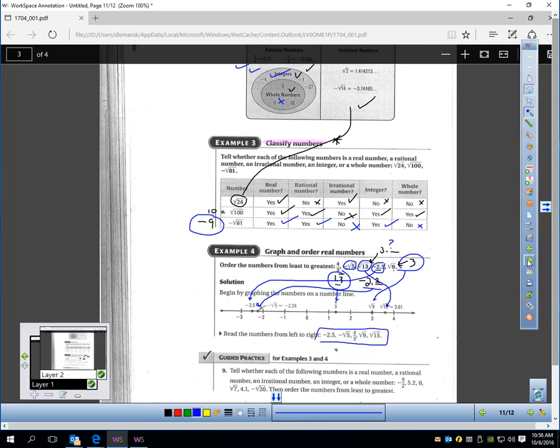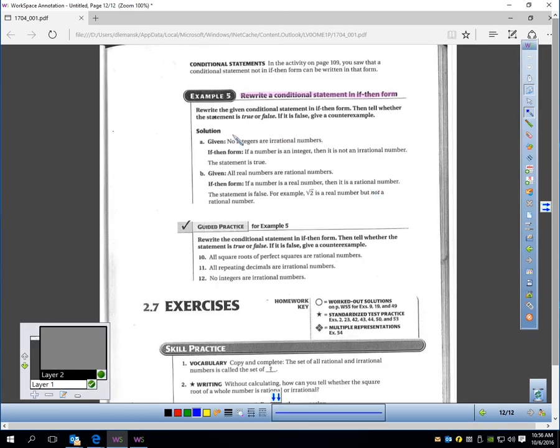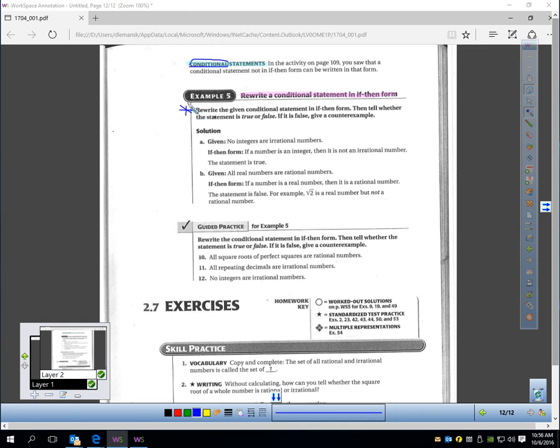One last thing. We had conditional statements early in the chapter. Remember, conditional statements were the if-then statements. I used the example, if you're a freshman at Frankenmuth High School, then you have first lunch. Okay? They're going to ask you to write conditional statements today and rewrite them. Let me say that again. Write statements in conditional statement if-then form. Okay? So, for example, they'll have you do this in the homework today.